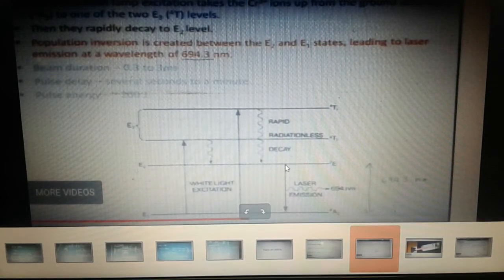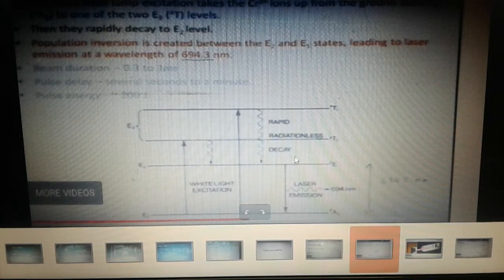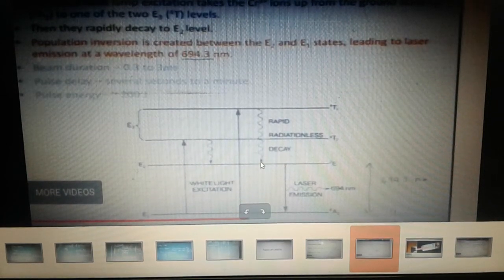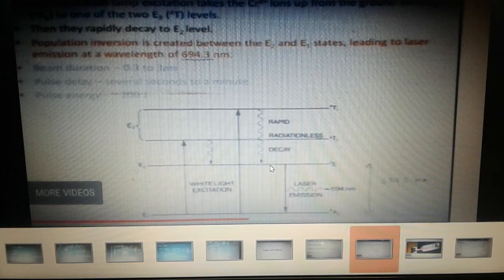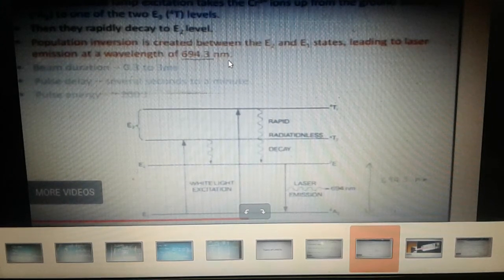As this metastable state has a relatively longer lifetime, the chromium ions accumulate in this active medium, and the condition of population inversion takes place between level E2 and level E1, where E1 is our ground state. Once population inversion is achieved, the rate of stimulated emission becomes greater than the two other processes, spontaneous emission and stimulated absorption, and we achieve the laser light. This laser light is of 694.3 nanometer wavelength.